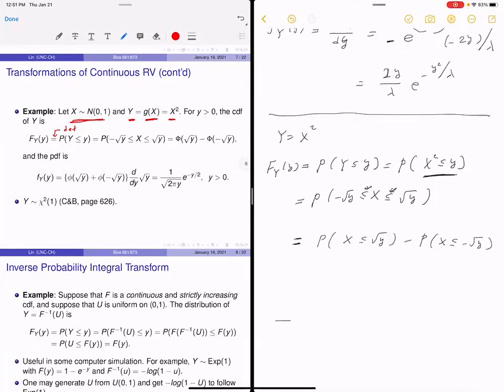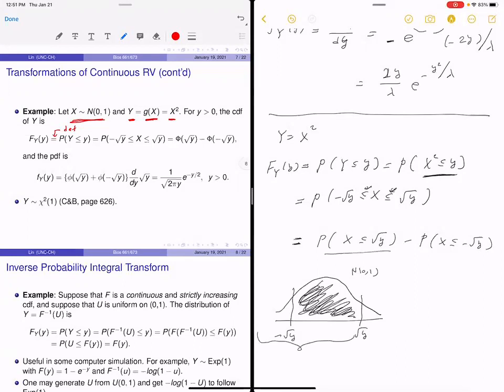Right, picture-wise, I have normal 0, 1 right here. I'm asking you to derive the probability from negative square root of y to square root of y. It's nothing but deriving the area in between its 2 points, right? Of course, you can have what? Bigger area right here, right? Bigger area, then minus small area right here, right? Small area.